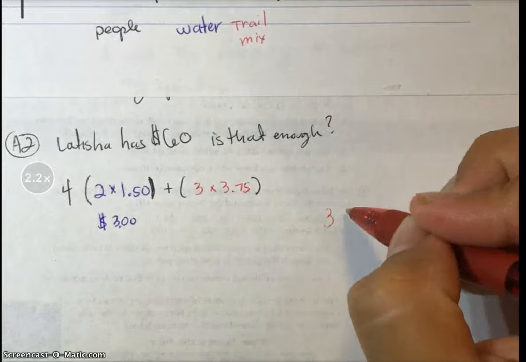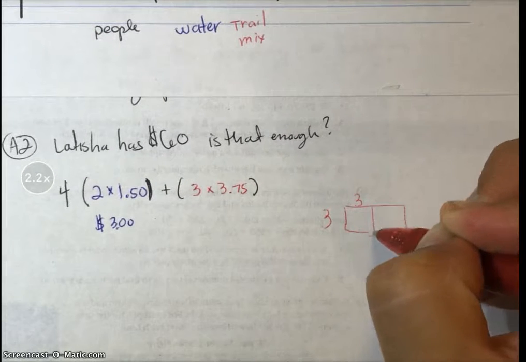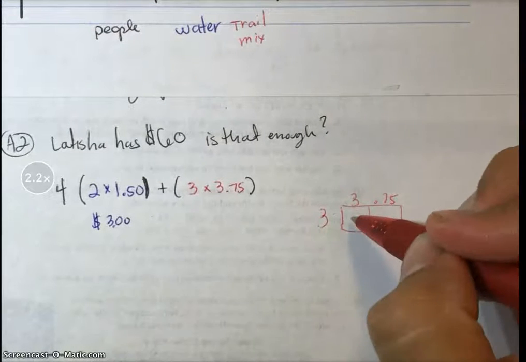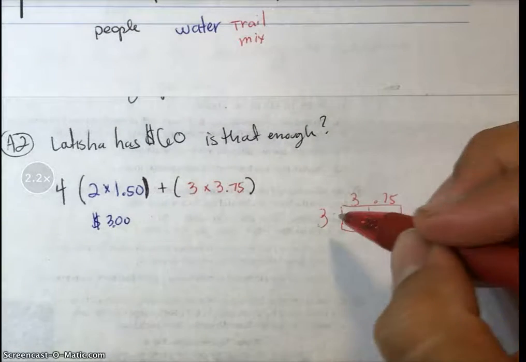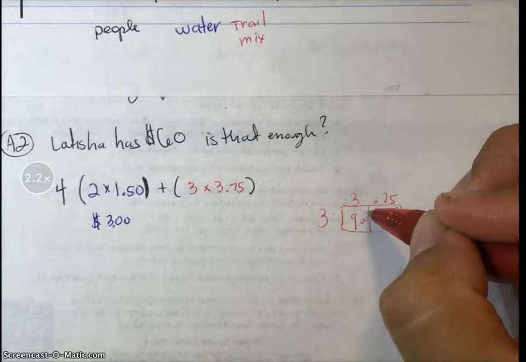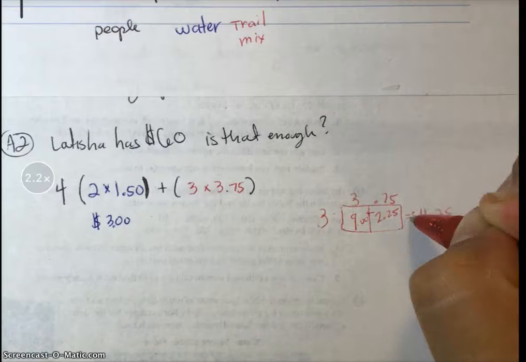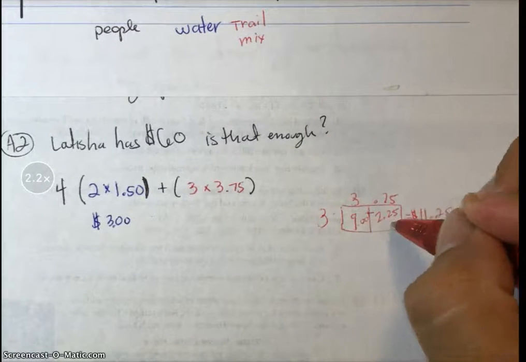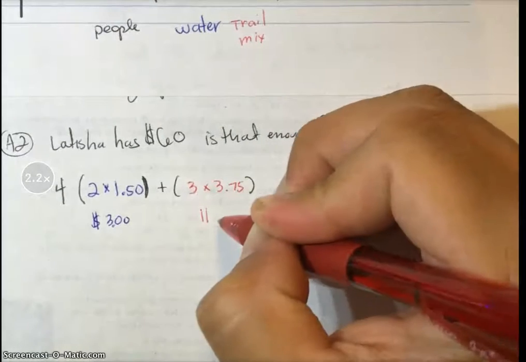3 times $3.75. Okay, this is like our distributive property. 3 times 3 is $9. Okay, well there's $9 there. 75 cents times 3 is $2.25. If I put those together, I end up with a total of $11.25. So I can add these together in my head. So I'm going to add $11.25.